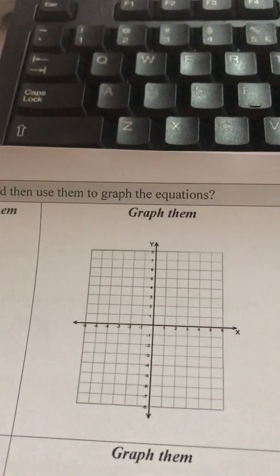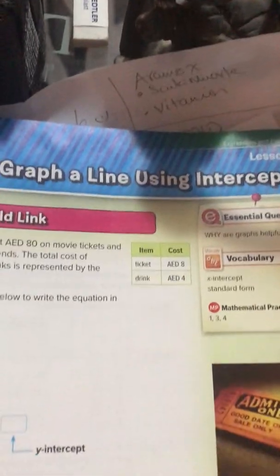Okay, grade 8. Today we do lesson 5. It's called Graph a Line Using Intercepts. That is lesson 5 of chapter 3. It starts here on page 209.